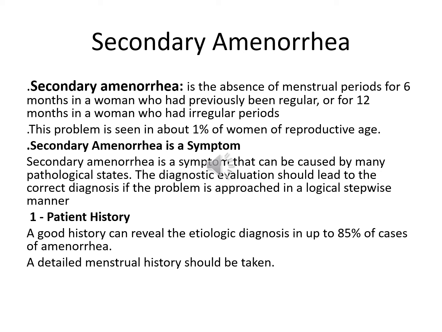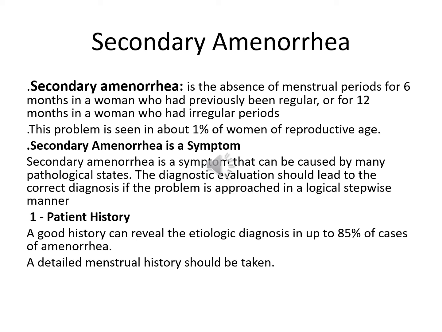Any lady in the reproductive age presented with secondary amenorrhea, you need to rule out pregnancy in the first instance, as the most common cause of secondary amenorrhea at reproductive age is pregnancy. Once pregnancy is ruled out, you need now to look for a cause. The cause might be higher center, the cause might be gonadal, or might be anatomical.